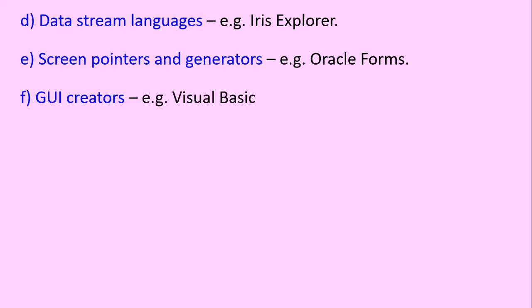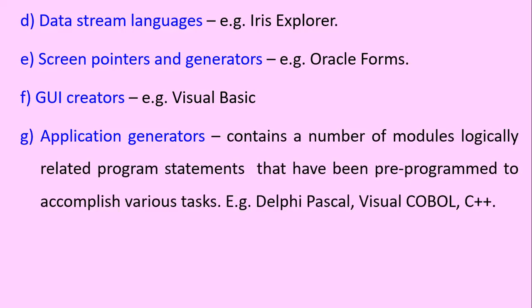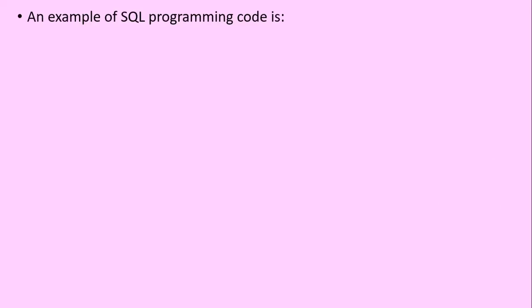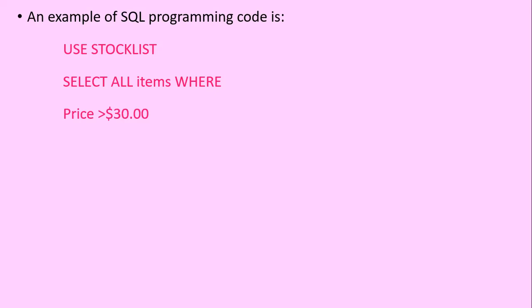Number 6 is graphical user interface generators or creators, or what we call GUI creators. An example being Visual Basic. Number 7 is application generators. This contains a number of modules that are logically related program statements that have been pre-programmed to accomplish various tasks. An example being Pascal, Visual COBOL, C++, amongst others. Number 8 is decision support languages. An example of SQL programming code is use stock list, select all items where price is greater than $30. That's a simple SQL programming code.